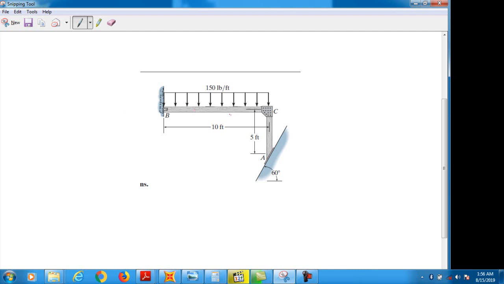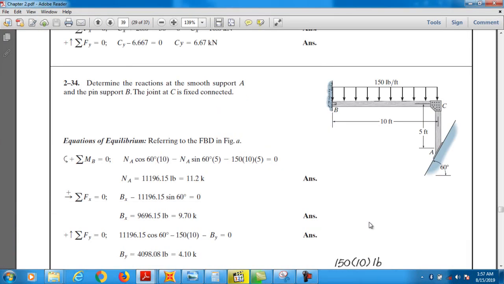So this is the structure at B and A. A is a smooth support, and B is a pin support, or you can say hinge support. The question is selected from R.C. Hibbeler, edition, this example. In this example you can see that support A is a smooth support. Smooth means it is a roller support, and B is a pin support, and C is a hinge support.